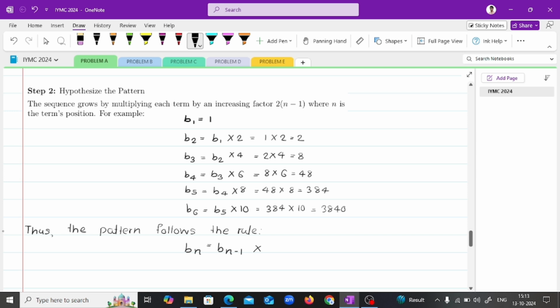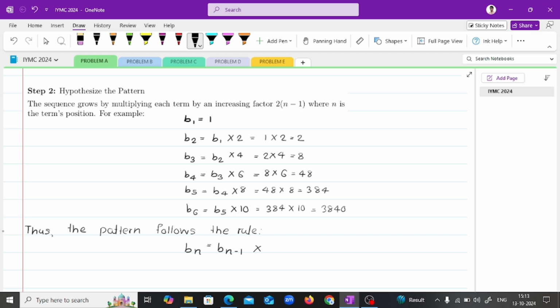Here, in order to calculate B2, we use B1. In order to calculate B3, we use B2. For B4, we use B3. For B5, we use B4. And for B6, we are using B5.